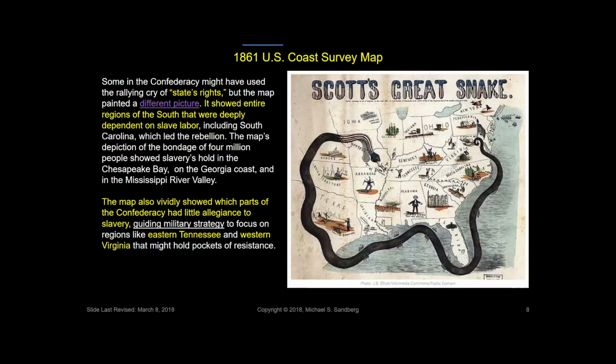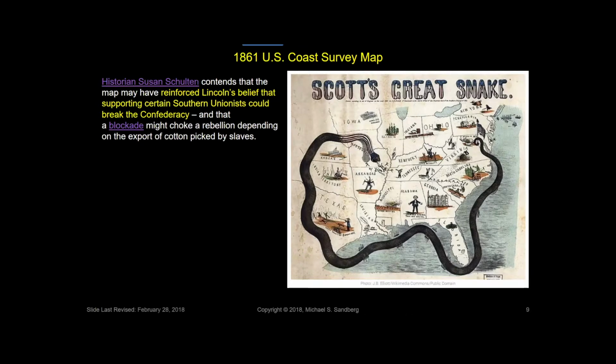So you had 4 million people that were in slavery, particularly along the Mississippi River, the Chesapeake Bay, the Georgia coast, and the Mississippi River Valley. Now, the map also would show what parts of the Confederacy had little allegiance to slavery, which would also give them some military strategy in the war of areas they could enter the South to fight the Civil War, such as Eastern Tennessee and Western Virginia. And we'll look at that in just a second here.